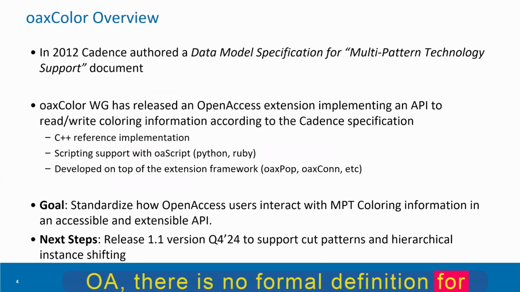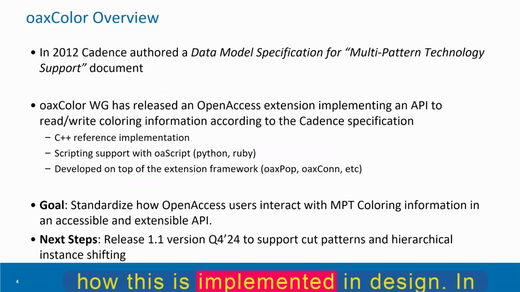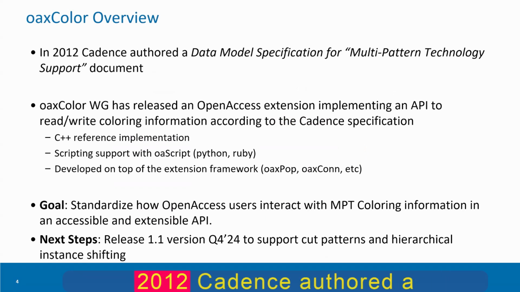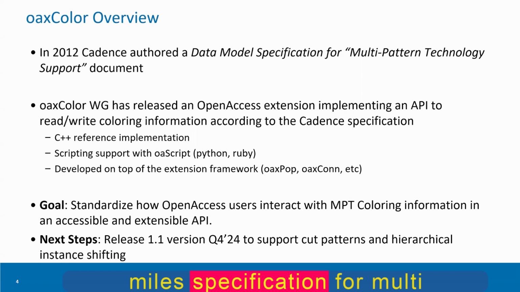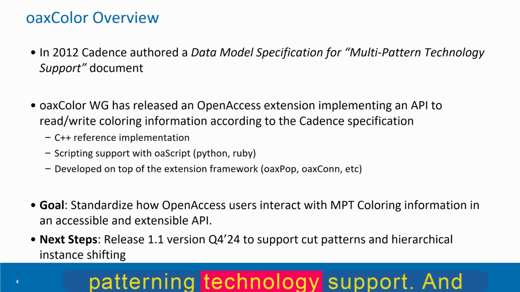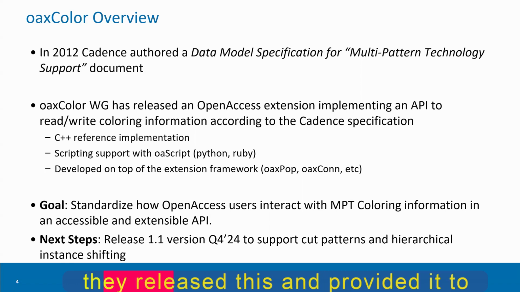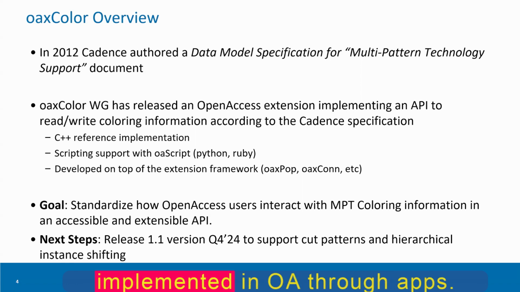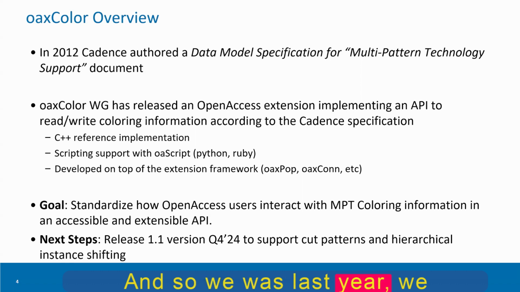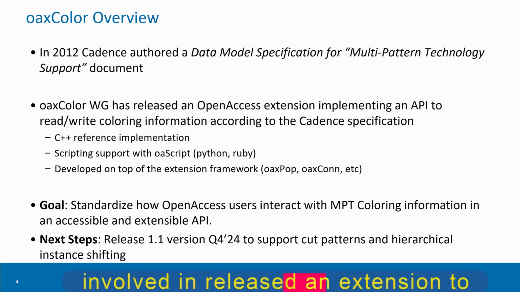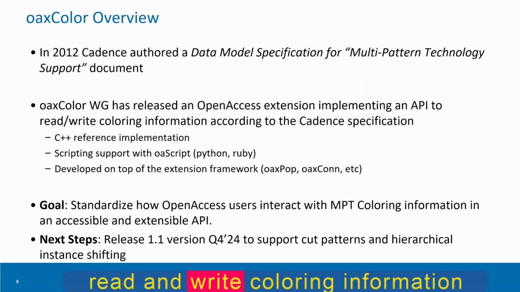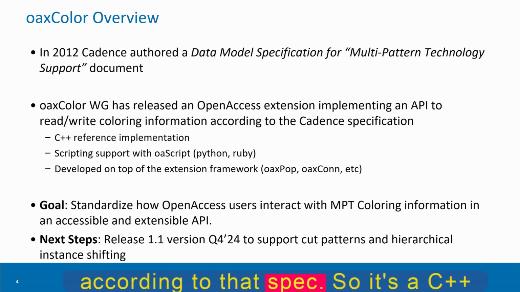The issue is that in OA, there is no formal definition for how this is implemented in design. So in 2012, Cadence authored a specification document called Data Model Specification for Multi-Pattern Technology Support. They released it to spec out how this could be implemented in OA through app defs. And I believe last year, the working group that I'm involved in released an extension to read and write coloring information according to that spec.